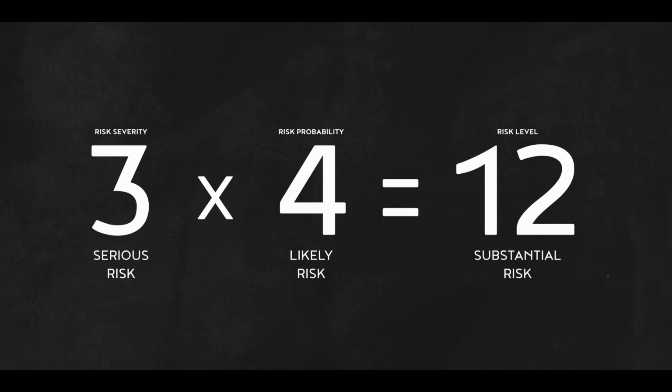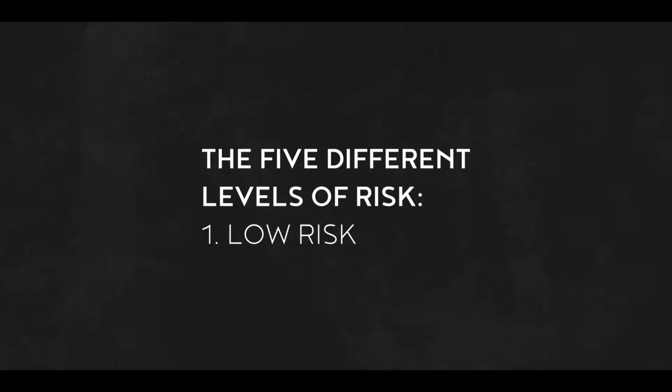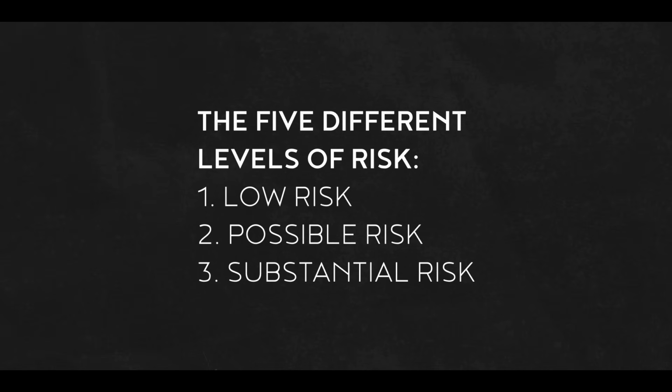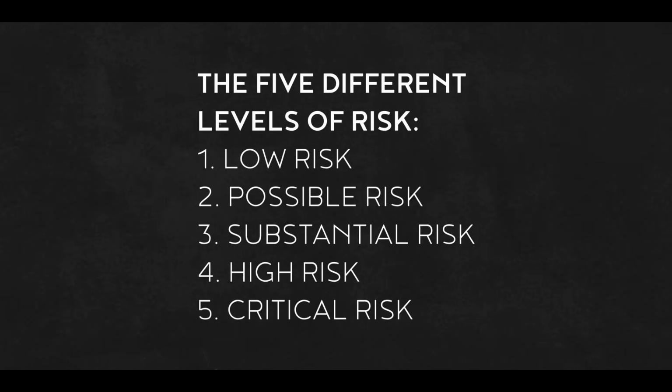Now, once you've multiplied these numbers with each other, we need to name the risk levels that we have identified, so that we can more seriously associate the control measures to them, and also in doing so make sure that these control measures are appropriately implemented. There are 5 different levels of risk that we identify from this multiplication or analysis that we're busy completing. They are low risk, possible risk, substantial risk, high risk, and critical risk.